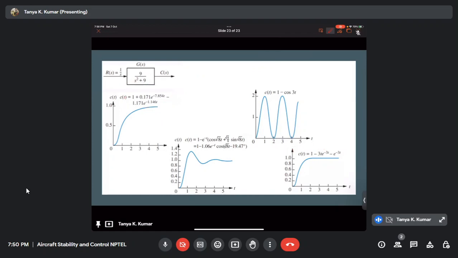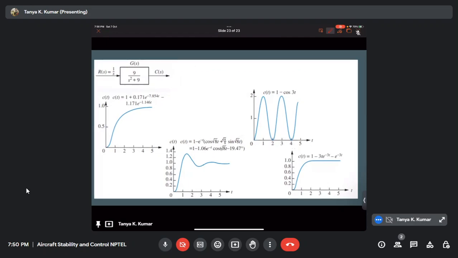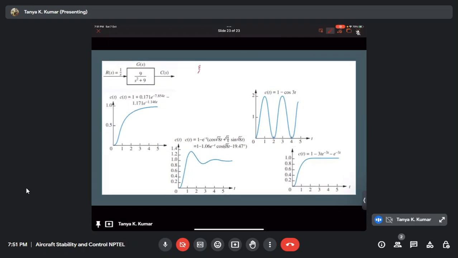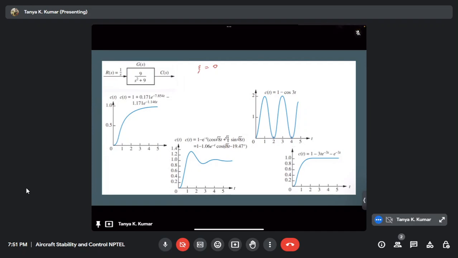Okay, now final example. So the equation has changed here. Now what is the value of eta? It should be very simple. What is the value of eta? Eta is 0. Correct? So now which one will be the graph? When eta is 0, what does it mean? It's undamped. When the damping ratio is 0, it means it's undamped.